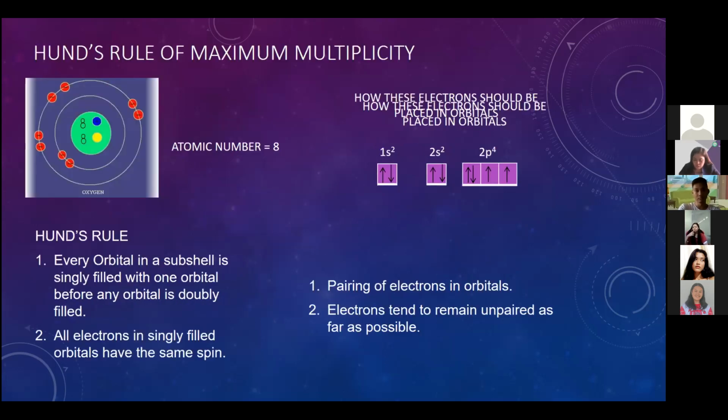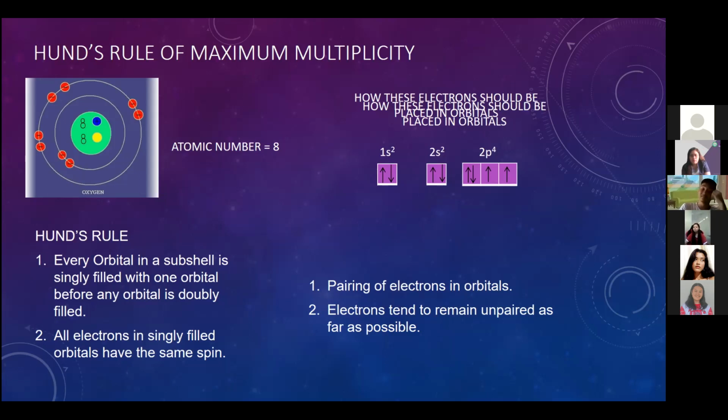Next is Hund's rule of maximum multiplicity. Consider the oxygen atom, whose atomic number is 8. The electron configuration of oxygen is 1s2, 2s2, and 2p4. According to the Aufbau principle, which we learned in the previous slide, the energy of 1s is smaller than 2s, then 2s is smaller than 2p. 1s has one orbital, 2s has also one, and 2p has three orbitals.